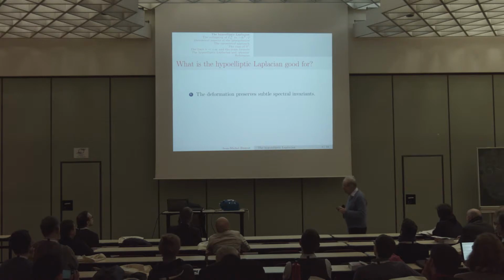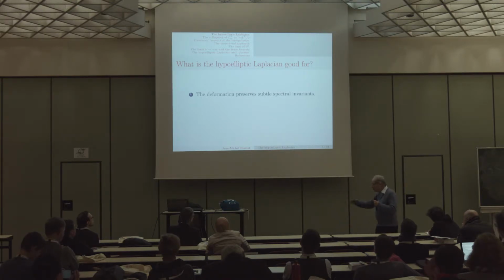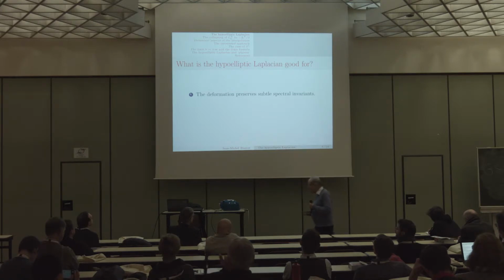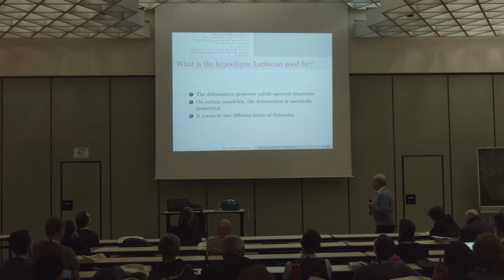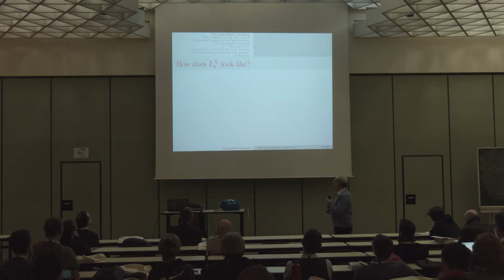So the first property of this deformation is that in spite of the fact that the deformation takes place through extremely different families of operators, still they are conserved quantities. So this is really counterintuitive. On a certain class of manifold, on a certain class of geometries, actually the full spectrum of the operator may be conserved. So the deformation connects also two completely different kinds of dynamics. And so I will now explain how the operator L_B^X looks like.